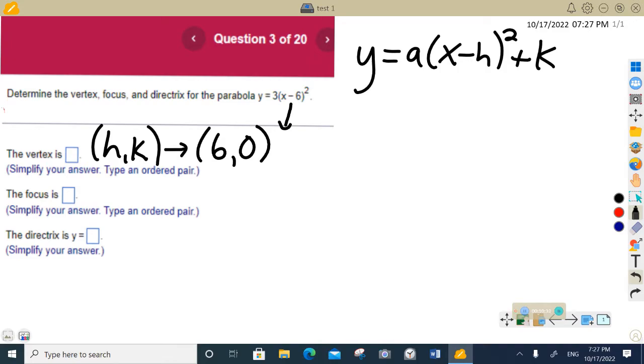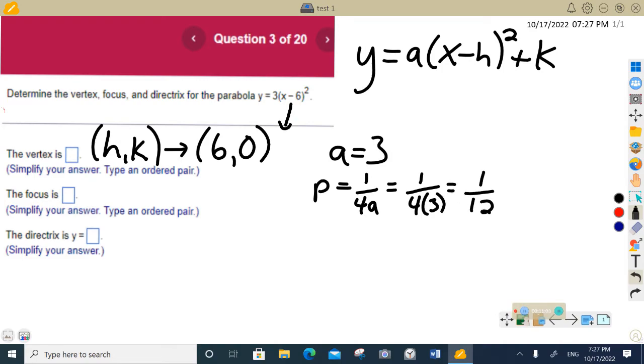6 comma 0. Now, to find the focus and the directrix, you have to find the value of P. Now, what we know is A right now. We know A is equal to 3. So I'm going to use the equation P equals 1 over 4A. So that's going to be 1 over 4 times 3, which is going to give you 1/12. That is your P.